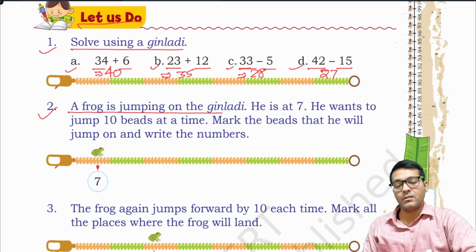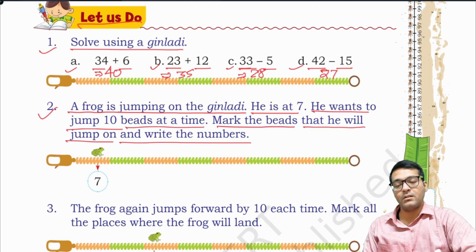2. A frog is jumping on the number line. He is at 7. He wants to jump 10 beads at a time. Mark the beads that he will jump on and write the numbers. The frog is on 7. He will jump 10 in one go. That means he will be on 17 in the next jump and 27 in another jump, then 37, then 47, similarly 57, 67 and 77.